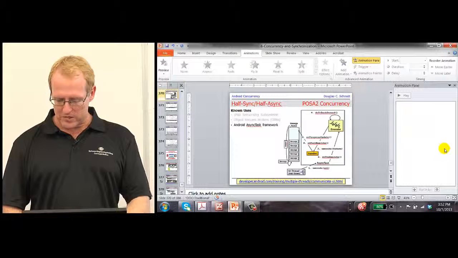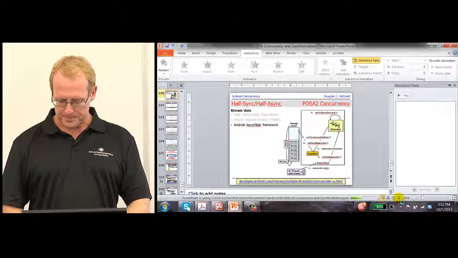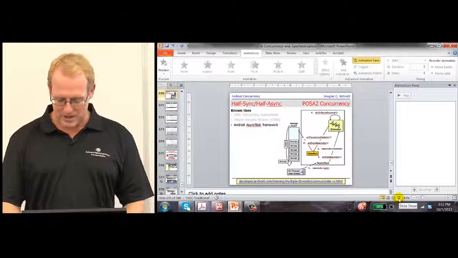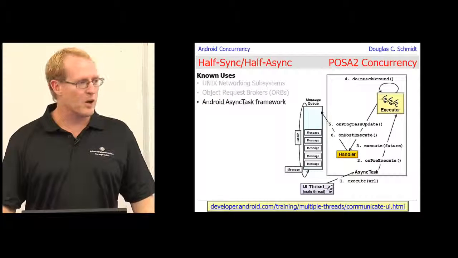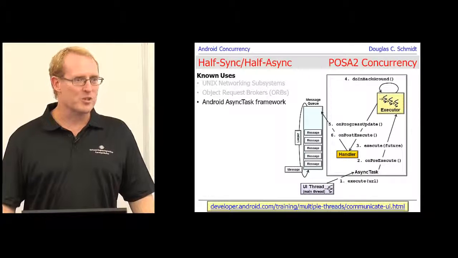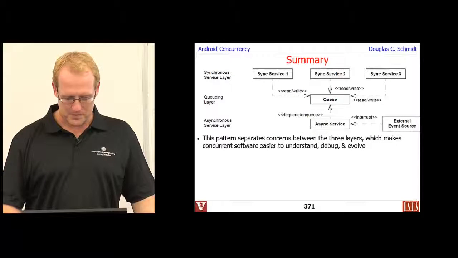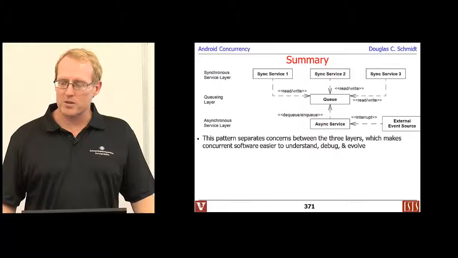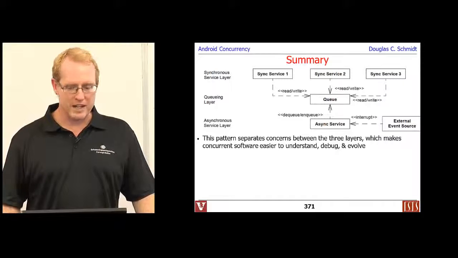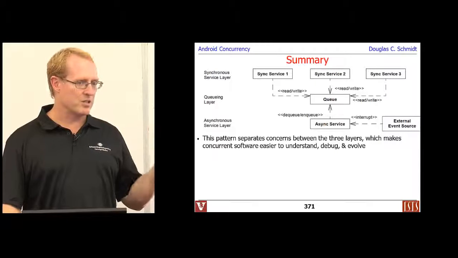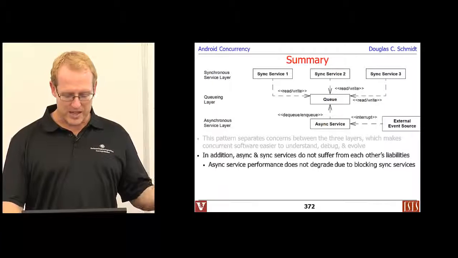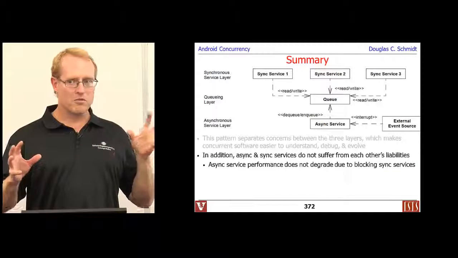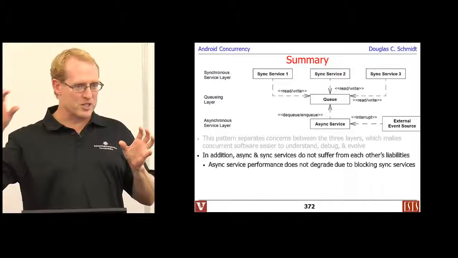OK, so those are a bunch of different known uses of the pattern. This is one of my favorite patterns from the POSA 2 book, because it's so powerful, and you see it show up in the most unusual places, as we're about to see. All right, so to summarize, the half-sync, half-async pattern simplifies your solutions by breaking them up into 3 layers, which makes things easier to debug, evolve, and understand. We don't force people to do asynchronous stuff where synchronous stuff makes sense.